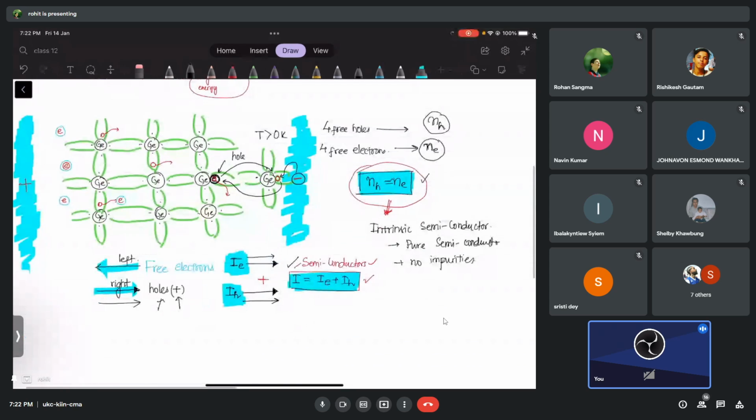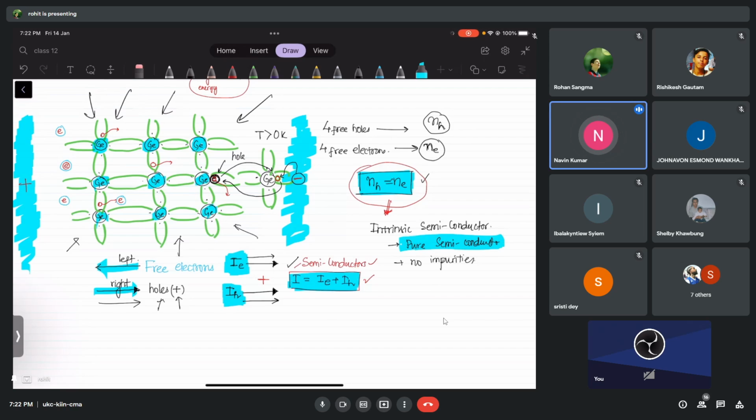Look at this diagram that I've drawn. Do you notice any other atom, or are all of them germanium atoms here? All are germanium: germanium, germanium, germanium, germanium, germanium, germanium. So I can call it a pure germanium semiconductor. And this pure germanium semiconductor has impurities or no impurities? No impurities, no other atoms.